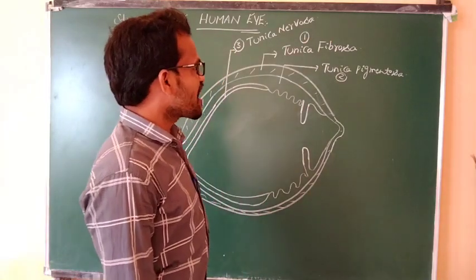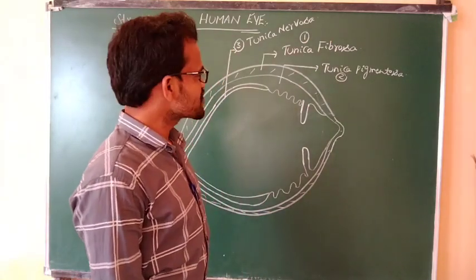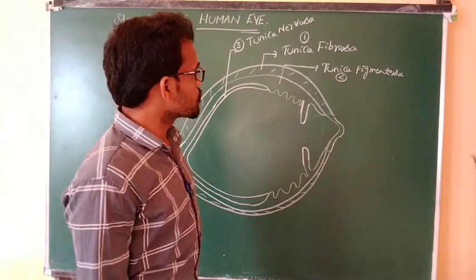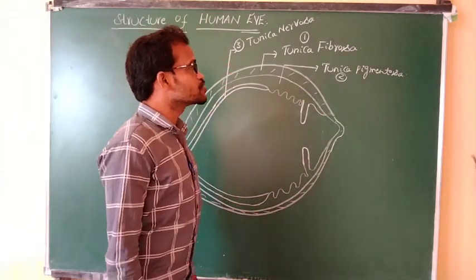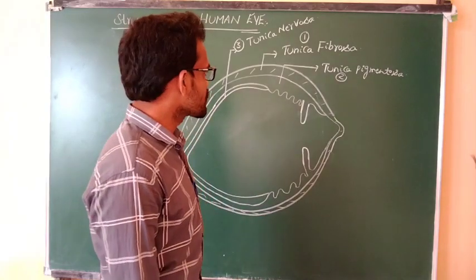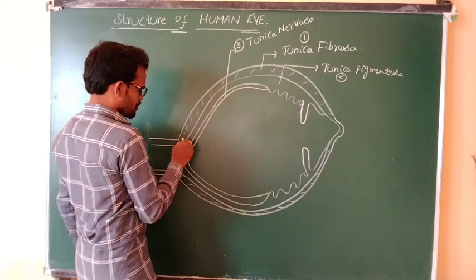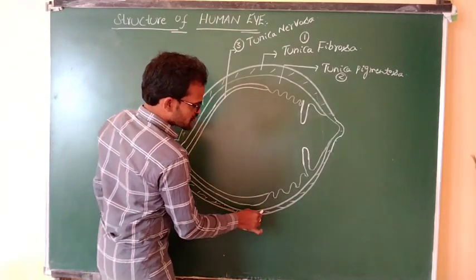The first layer of the eye is known as the tunica fibrosa. The second layer is known as the tunica pigmentosa. The third layer is known as the tunica nervosa. The tunica fibrosa is the outer layer of the eye.